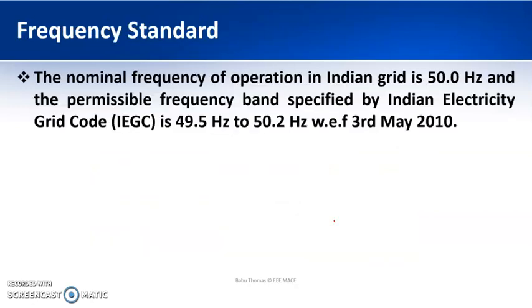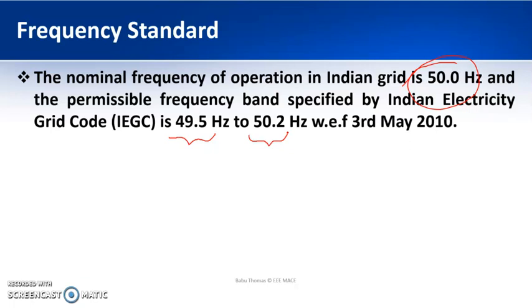Now, the frequency standard. I have taken this frequency standard from the Indian Electricity Grid Code. With effect from May 2010, even though our standard frequency is 50 Hz in our country, it can vary from 49.5 to 50.2 Hz on the upper side. These are the standards specified by the Bureau of Indian Standards, and that is discussed in Section 6 of NEC 2011.